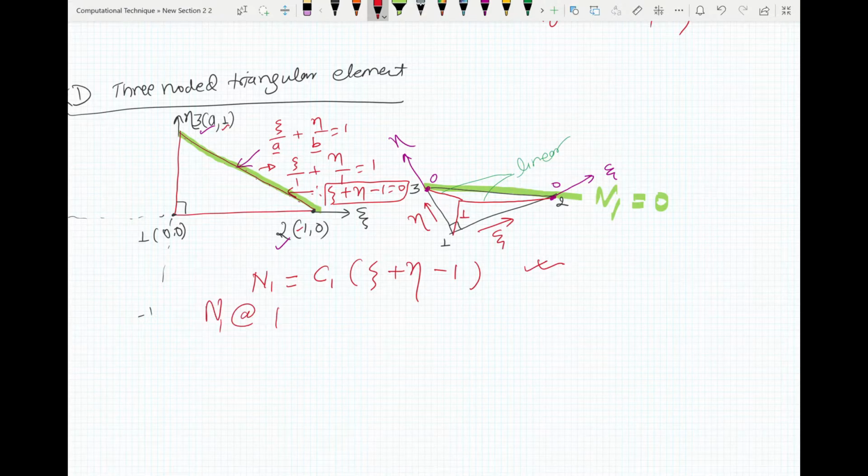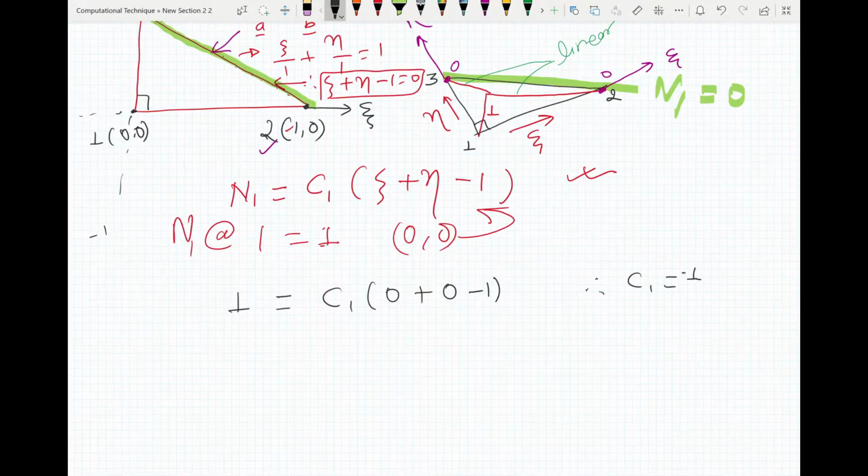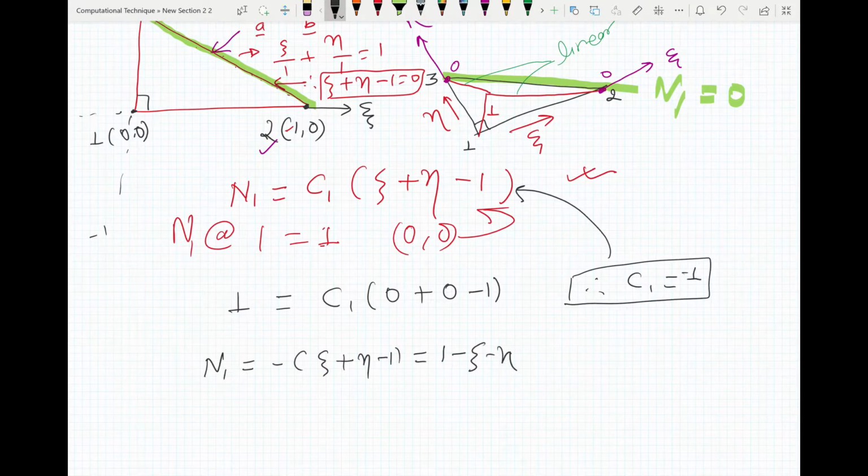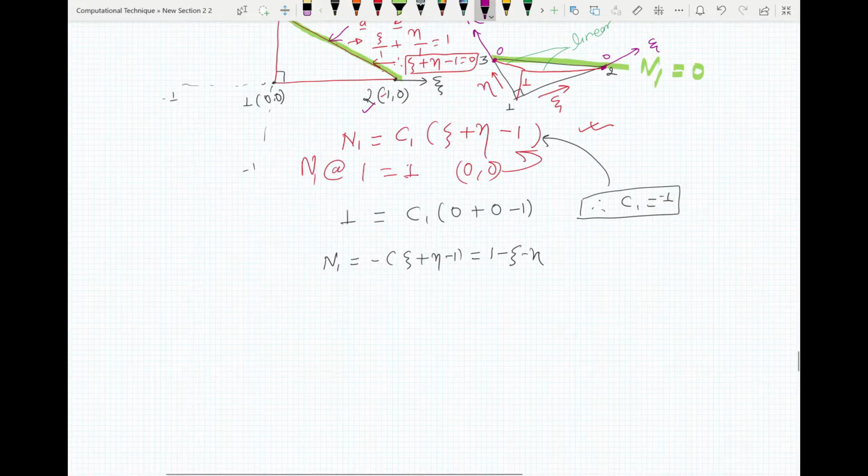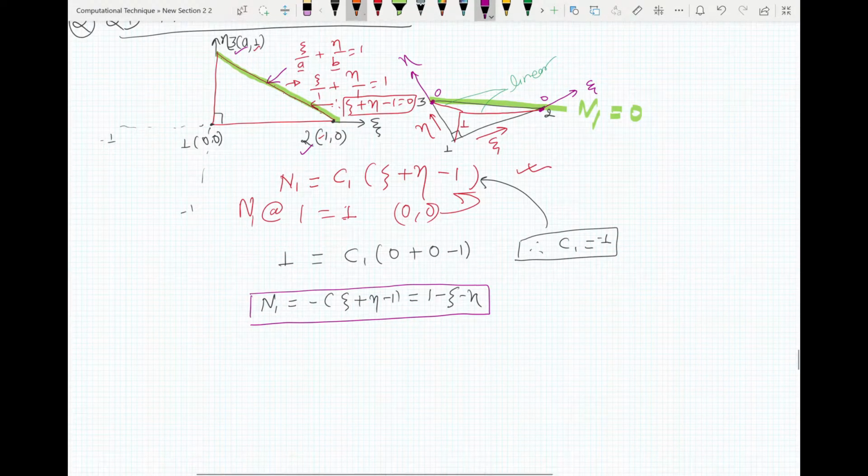Your coordinates at 1 are 0 comma 0, so you can plug these values here. Then when you plug this back in, what you get is your N1 will be equal to the following. Therefore this is your shape function for N1. Now let's look at node 2.